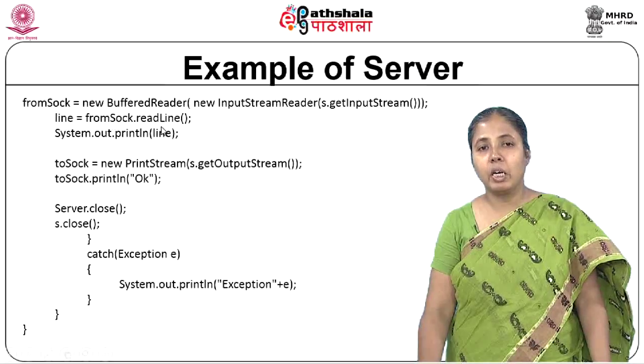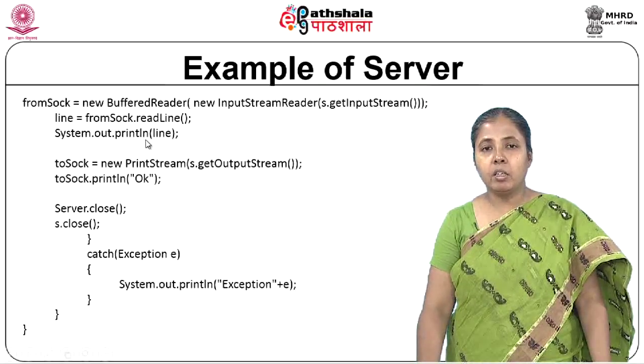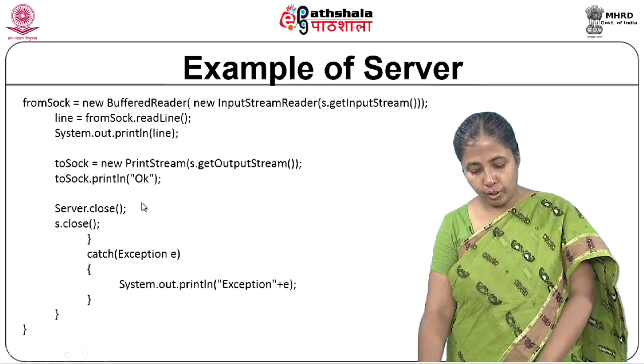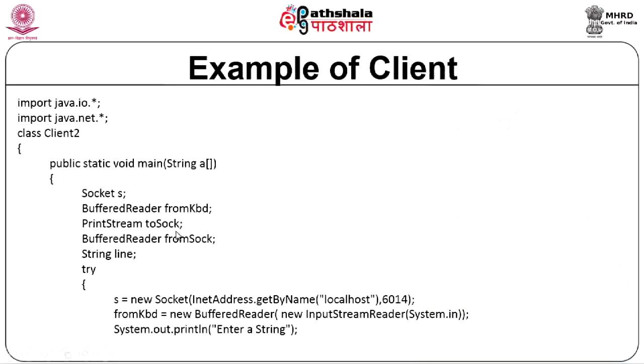So, from socket dot readLine, and the server prints on the console, and in turn the server writes something to the socket. It makes use of the PrintStream class, binds it with the output stream of the socket, creates a socket output object, and uses println to write a string called OK. So, here it is reading from the socket and writing to the socket in the server program. And similarly, in the client program, we have an object to read from the keyboard. We create a PrintStream object to write to the socket, and we create a BufferedReader object to read from the socket.